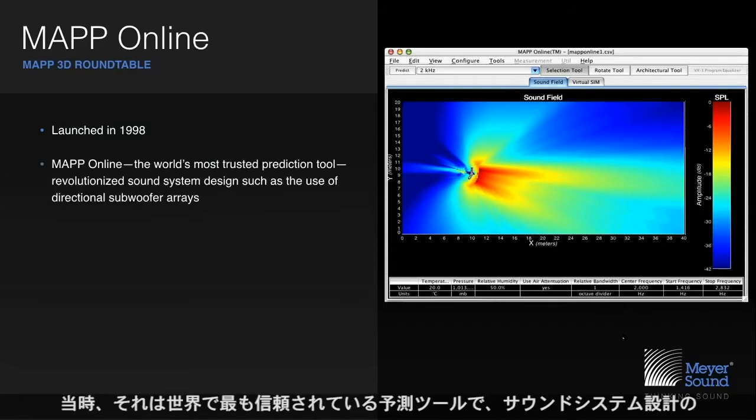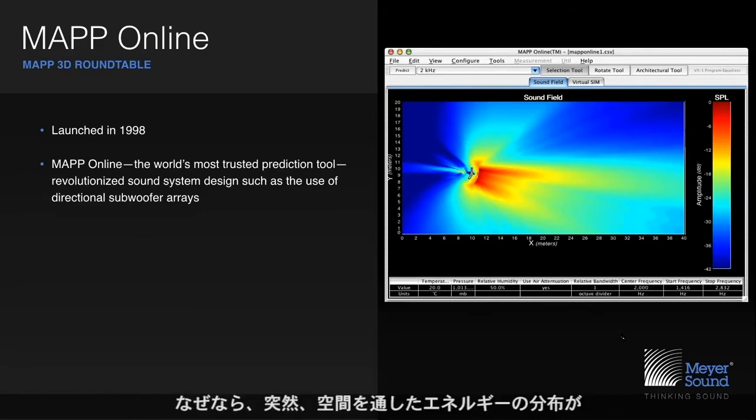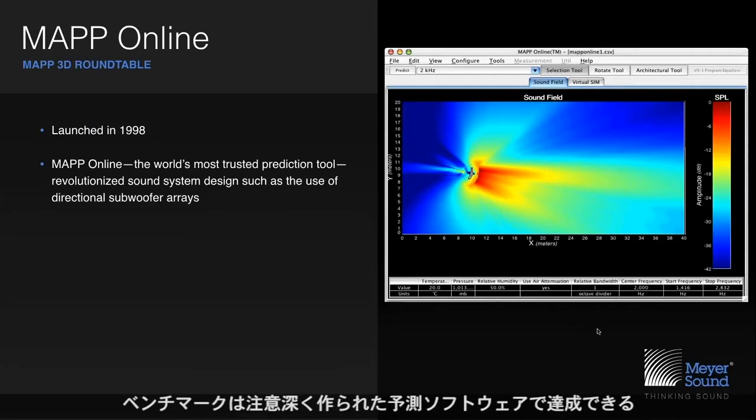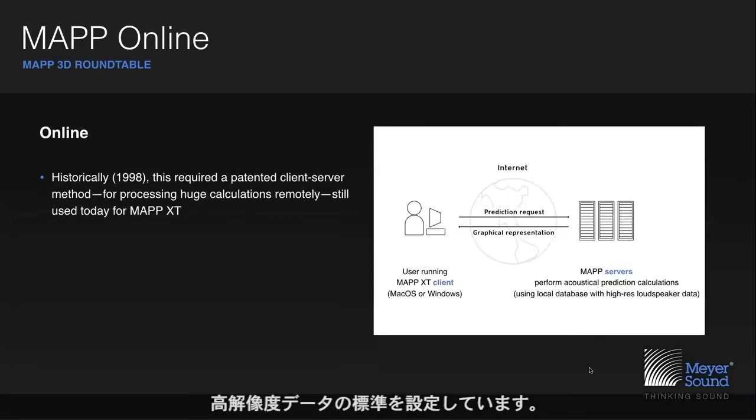And at the time, it was the world's most trusted prediction tool, and it revolutionized sound system design, in particular, for example, the use of directional subwoofer arrays, because suddenly we could see the distribution of energy through space in a two-dimensional slice. And that accuracy has really been a benchmark, set the standard for the high-resolution data that one can attain with carefully crafted prediction software.